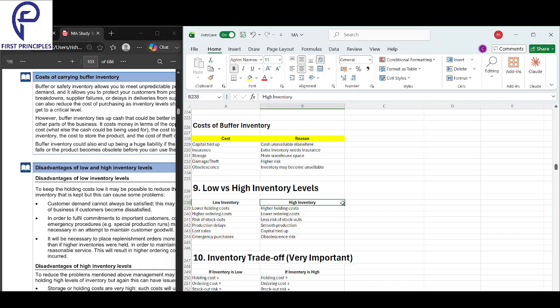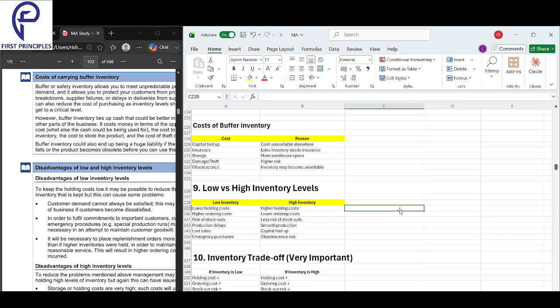Your capital is tied up, you have to pay for insurance, you have to pay for storage, there can be damage or theft, and then obsolescence. Inventory may become unsellable. These are the costs of buffer inventory.